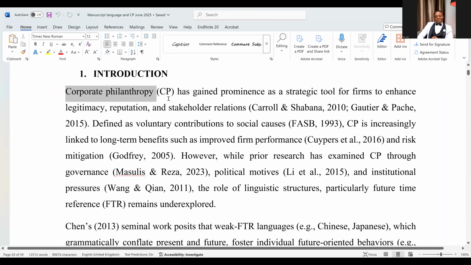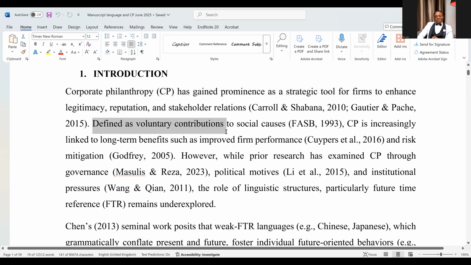Corporate philanthropy. This is a very quantitative work that we have done. Corporate philanthropy, which is different from CSR, is just a microcosm of CSR, has gained prominence as a strategic tool for firms to enhance legitimacy, reputation, and stakeholder relations. For this single statement, we have cited papers, all of them in 4-star journals. We have cited 2 papers just for that statement.